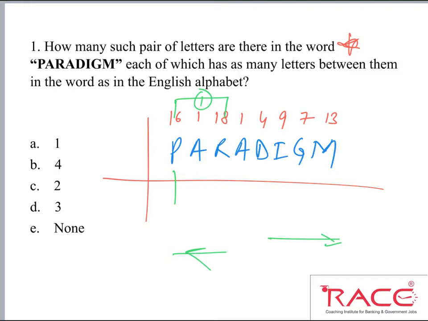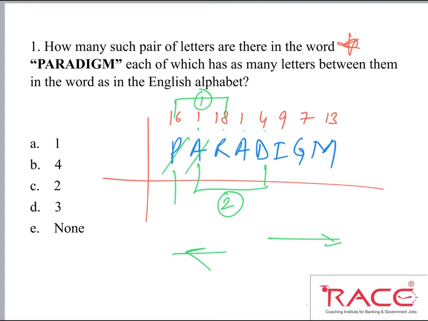Now second, from A. In the backward direction there is a big gap between 1 and 16, no need to count. And next we will count 1, then 2, 3, 4. So we have a second pair. What is the pair? A and D. After 4, 5, 6, 7, no match. There is no match. Now second is also done.